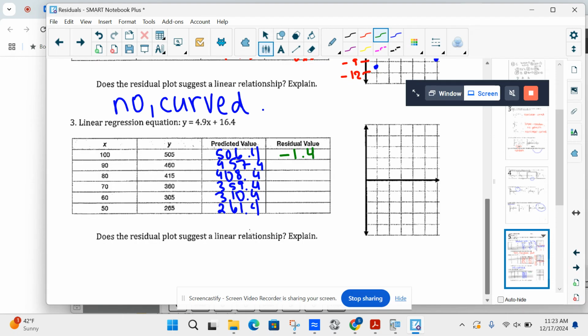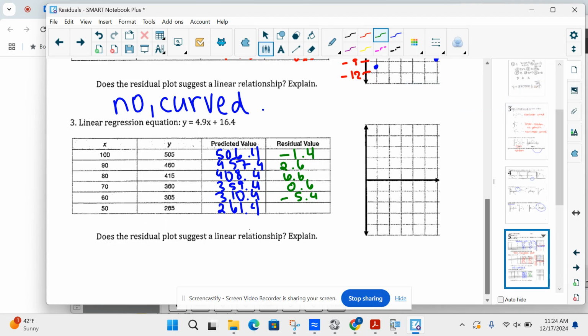I know the numbers look big, but it's actually not hard to do in your head. This would be 2.6. This one would be 6.6. Correct me if I'm wrong. This one would be 0.6. This one would be negative 5.4. And then the last one would be 3.6. Those all look good?